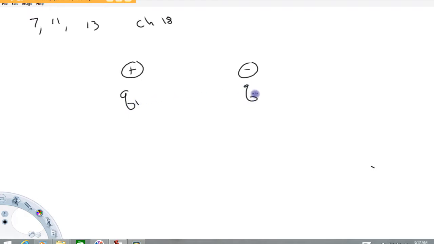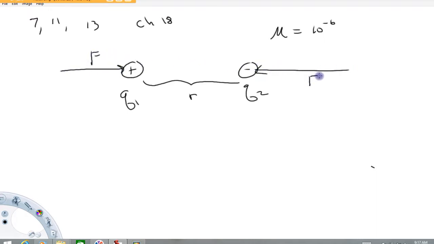The values for the charges are given in the problem. Now remember that that micro, this symbol right here, this means 10 to the minus 6. Distance between them, I like to label that with an R, given in the problem. So we're going to get an attractive force between them. I'm going to go ahead and draw force vectors here. And again, that's what we call the Coulomb force.